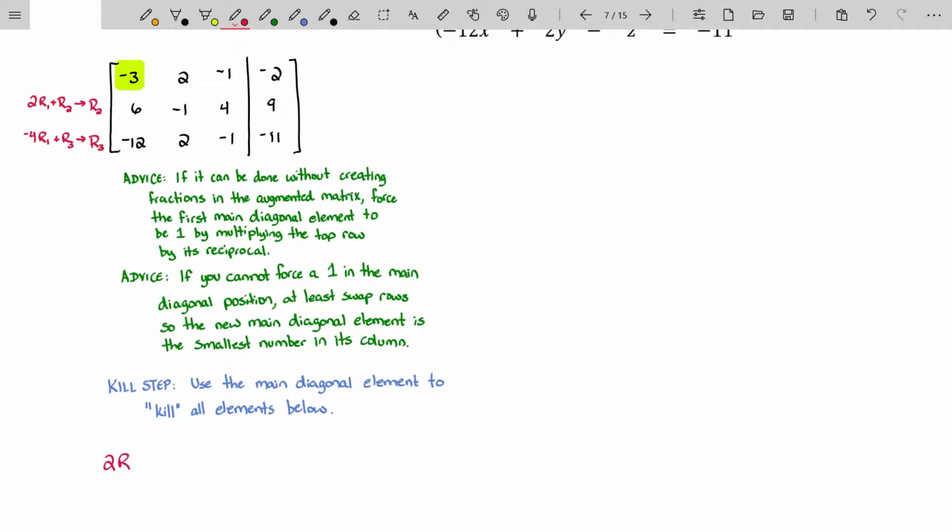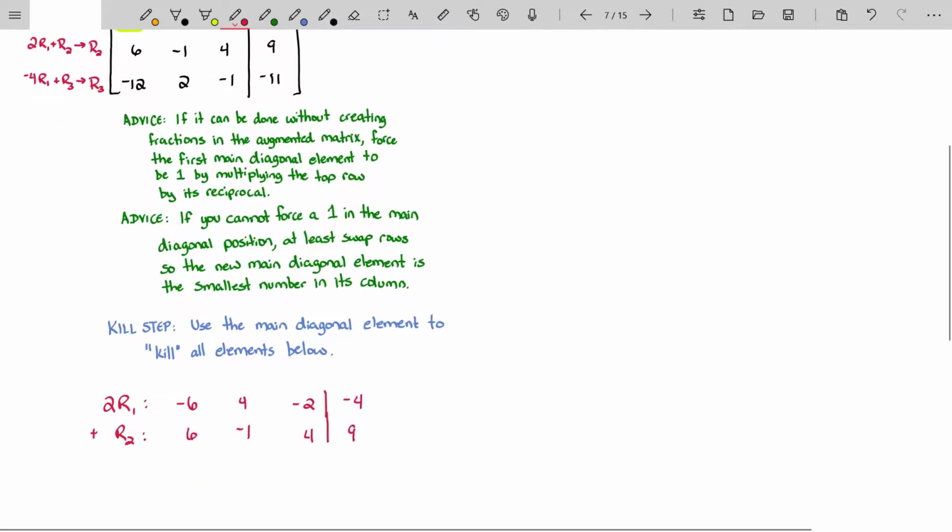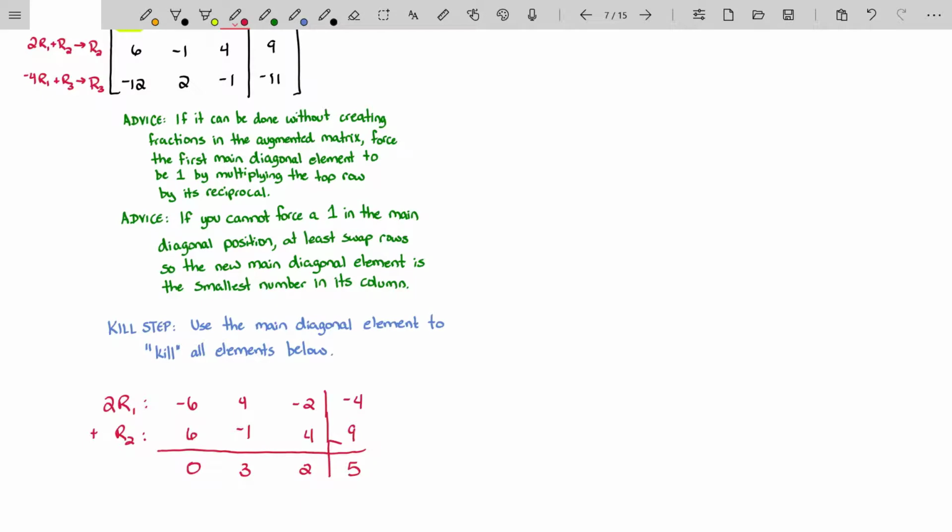So twice row 1 is the following. -6, 4, -2, and it's augmented with twice -2 is -4. Okay. And I'm going to add that to row 2. Row 2 is 6, -1, 4, and it's augmented with 9. In the end, when you add those up, you'll get 0, 3, 2, augmented with 5. So that's my new row 2. That is the new row 2 right there.